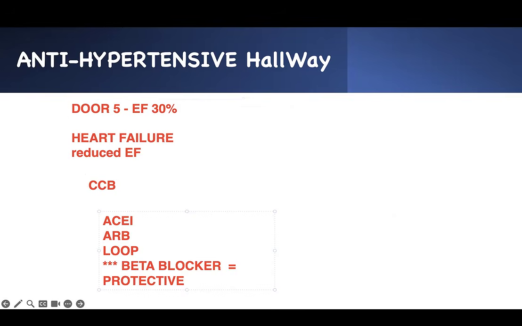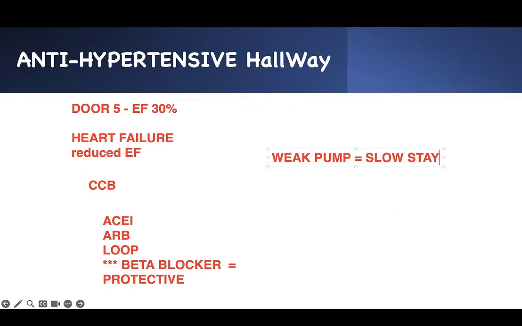If there is no decompensated heart failure, it's okay to give a low dose beta blocker for the patient in door 5 with heart failure and reduced ejection fraction. Therefore, a weak pump. This is your mnemonic: when the pump is weak, stay away from anything that slows down the heart rate.